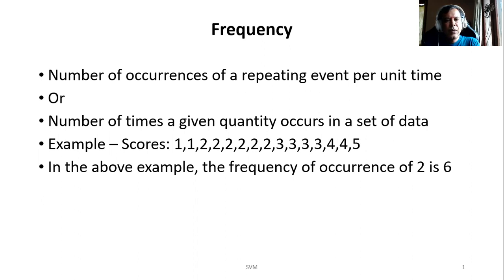We may notice 2 is repeating around 6 times, 1 is repeating around 2 times, 3 is repeating around 4 times, 4 is repeating around 2 times, and 5 is occurring only once. So in this example, we may note the frequency of occurrence of 2 is, of course, 6, as we already said. Like that, individual measures or individual quantities have a different count of occurrences. That count of occurrences, we call it frequency.